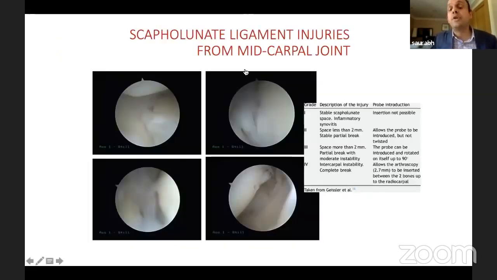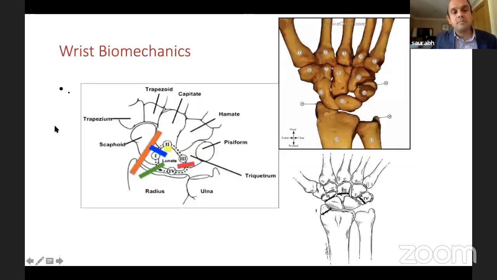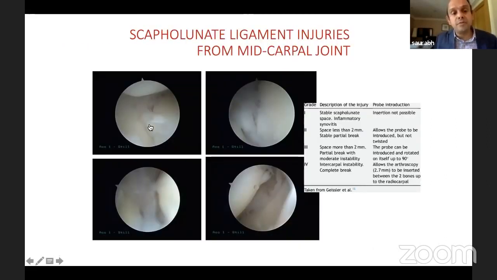So I was showing you the scapholunate ligament from the midcarpal joint. You don't need to know this Geissler classification. But the important thing is, like ankle sprains, it can be mild, moderate, severe, isn't it? A mild sprain is swelling, moderate is a bit of bruising, and severe is marked bruising and swelling. Same with the scapholunate ligament. In stage one, you just see a few fibers which are torn, stage two a bit more torn, stage three is what I showed you in the last picture, and look at stage four. So compare stage one to stage four.